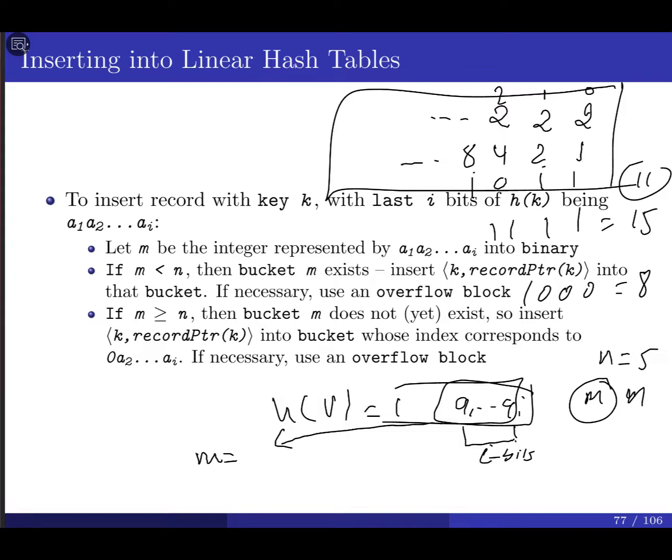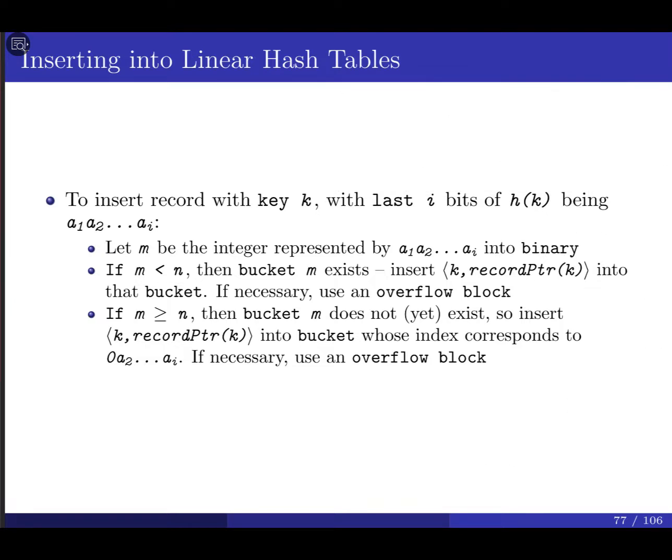If the value of m is less than n, that means in this case what? It points to what is called the real bucket. Or we can say m is real. When I say real, that means it has an index to a real or existing bucket, with a value from 0 up to n. Okay? Then insert the value into that bucket. If necessary, you're going to see that we use overflow if there is no space. We haven't done that here.